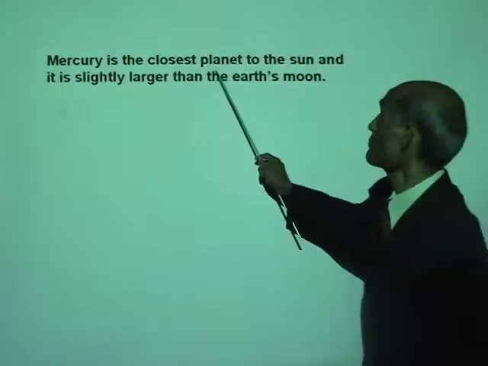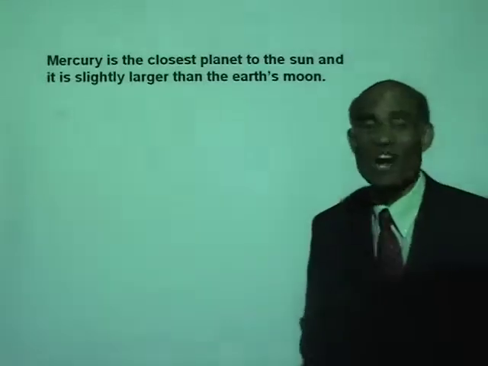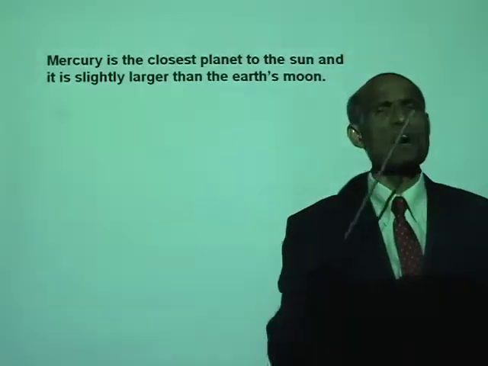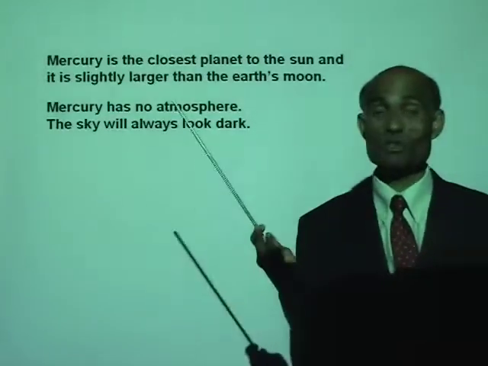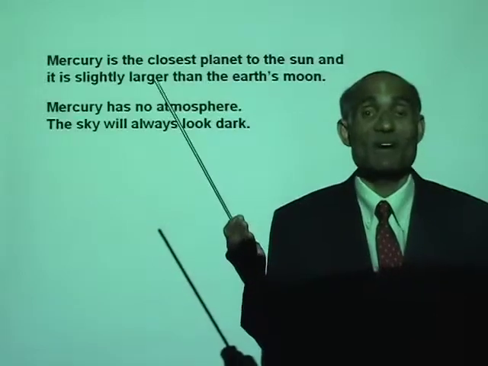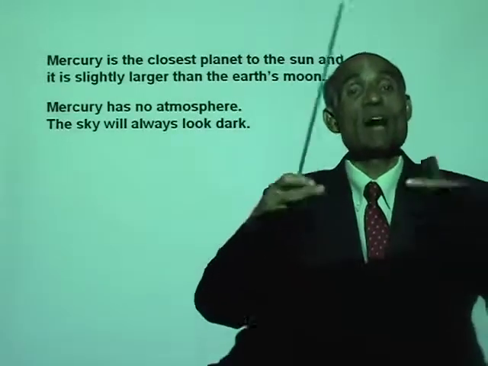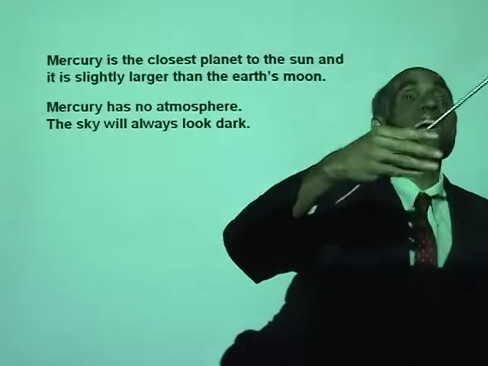Alright, Mercury is the closest planet and it is only slightly larger than the Earth's moon. And one important characteristic: Mercury has no atmosphere. You see, when you have no atmosphere, that means you cannot see anything.